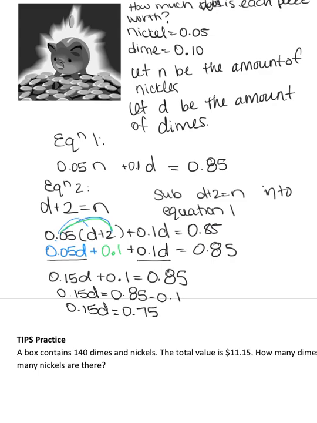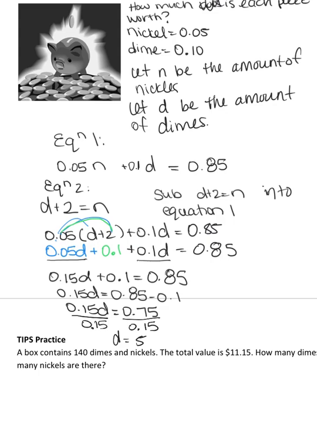Okay. So then 0.15D equals, if I subtract 0.1 from 0.85, that's going to leave me with 0.75. Okay. And now I'm asking myself, what's happening between this 0.15 and my D? That's multiplication. How do I undo multiplication? Because I want all of my D's by themselves. Well, to undo multiplication, I'm going to divide. So I'm going to divide both sides by this 0.15. And D is going to equal 5.